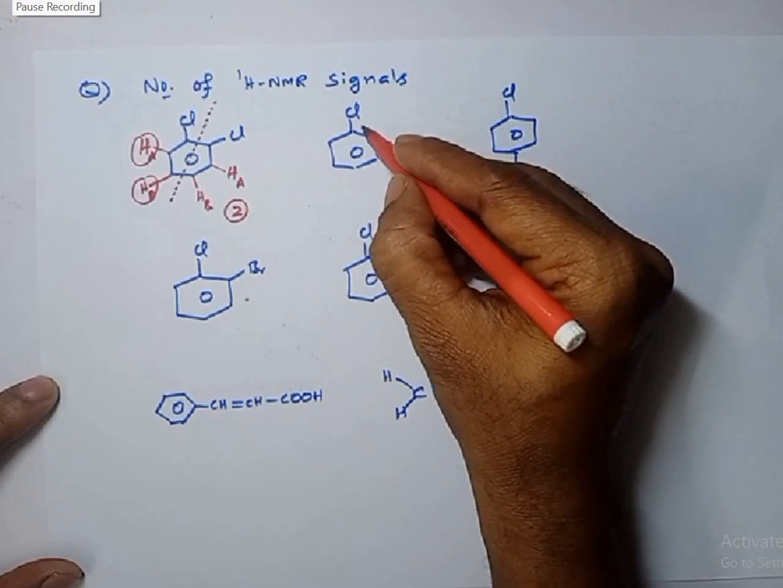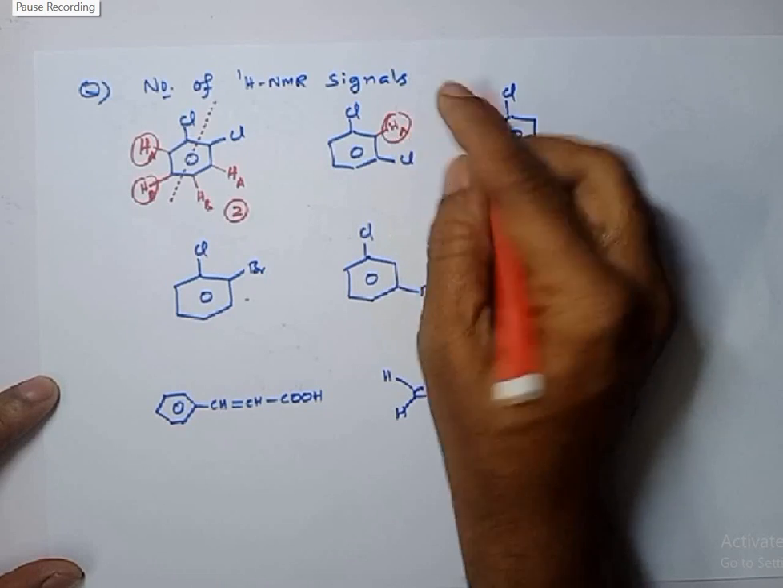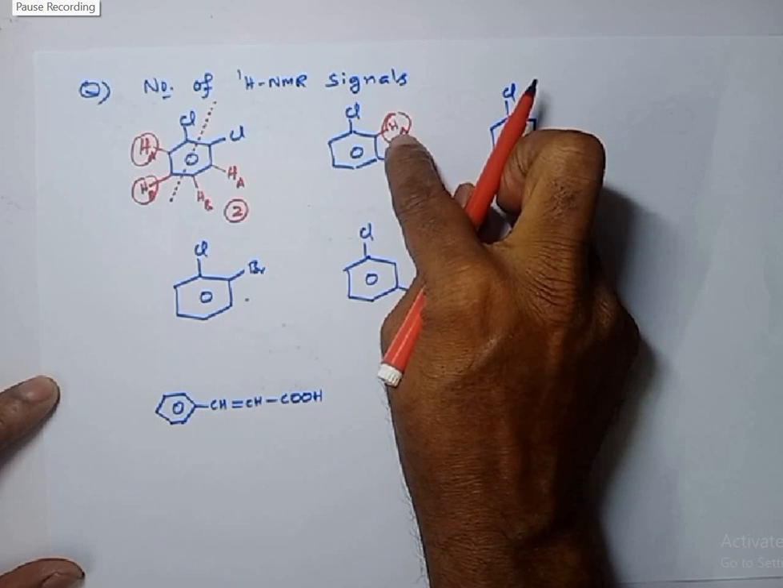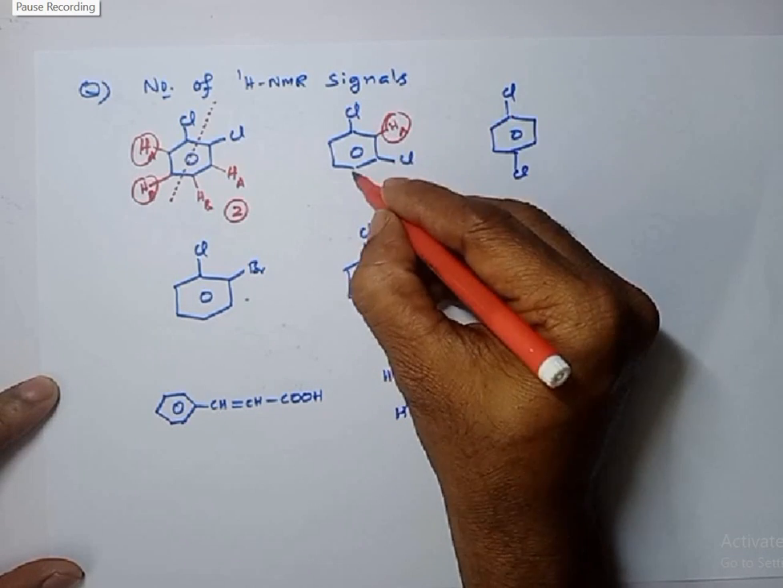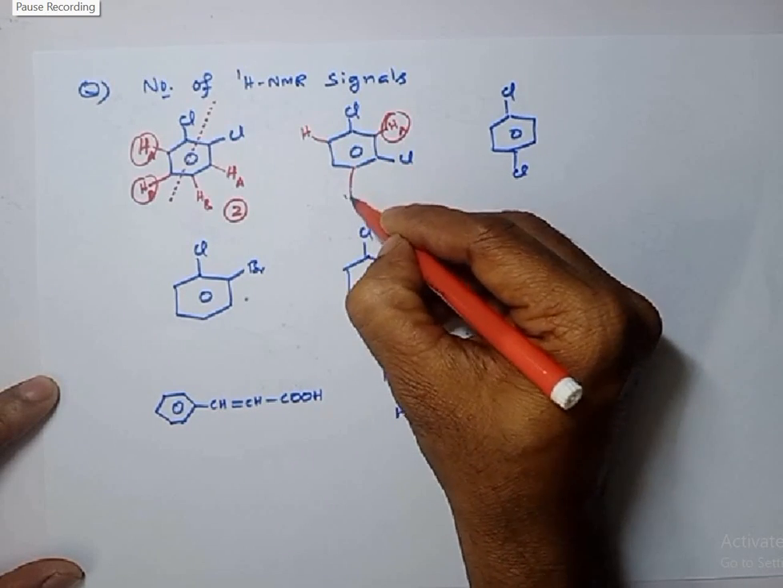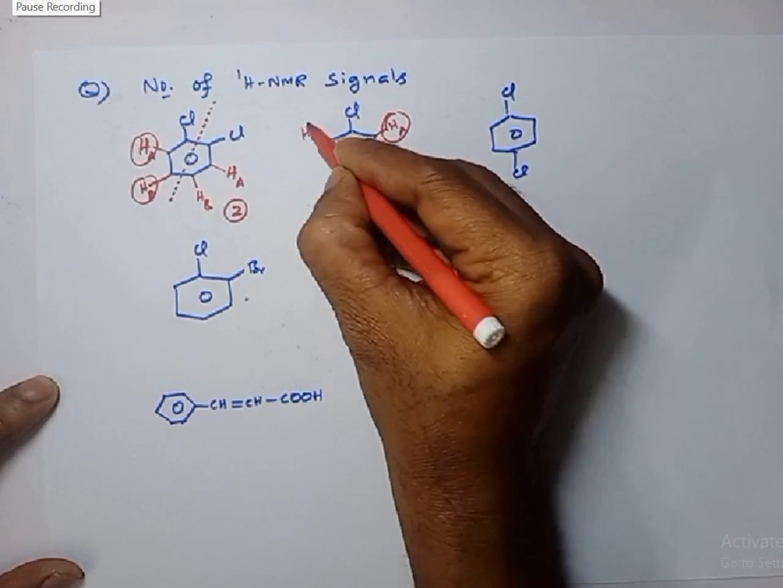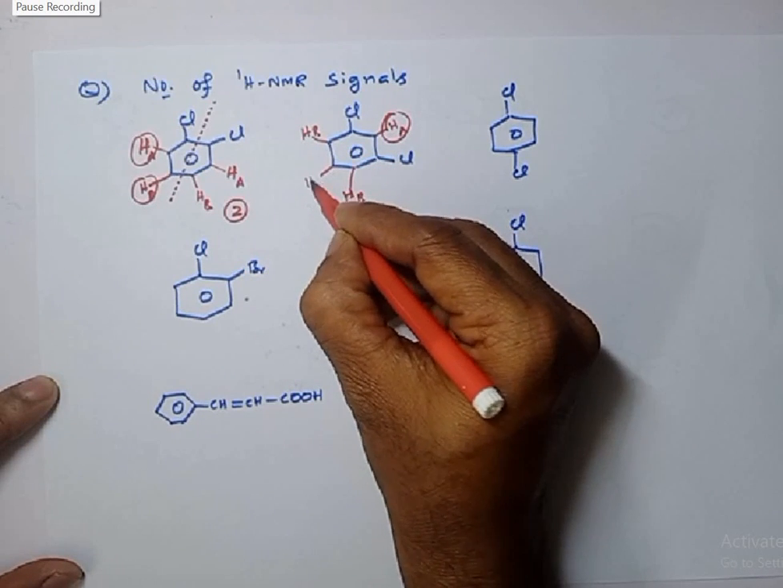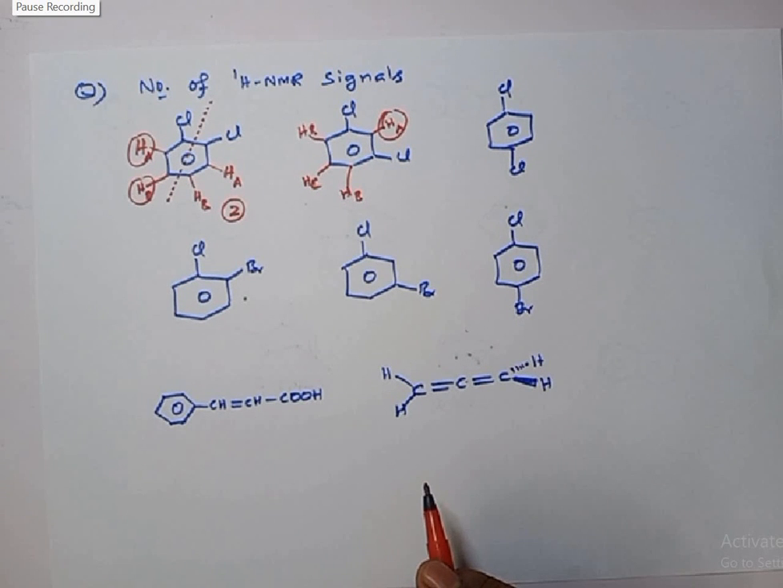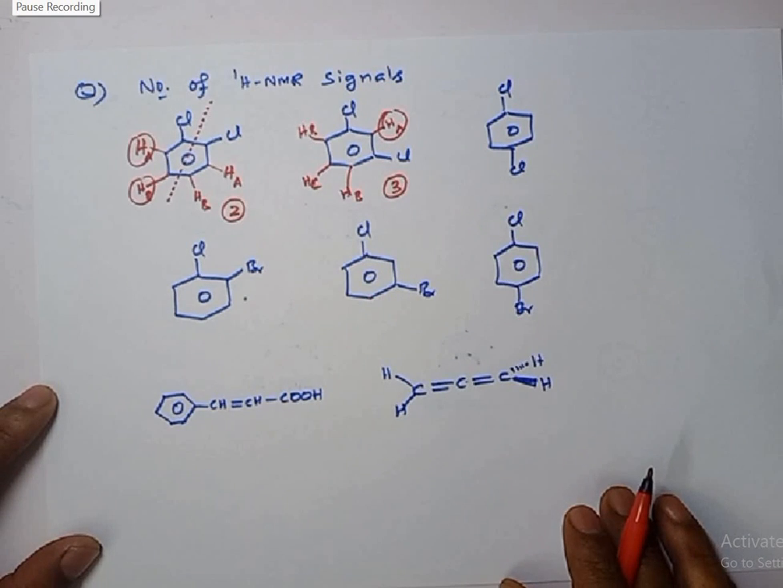Similarly, in this compound, here we have one proton. This is in one environment because it is between two chlorine atoms. And these two protons: this proton is adjacent to this chlorine, and this proton is adjacent to this chlorine, something like ortho, right? So these protons are in one environment, and the proton present here is in a different environment. So metadichlorobenzene has three different types of protons, so we get three signals in the proton NMR spectrum.